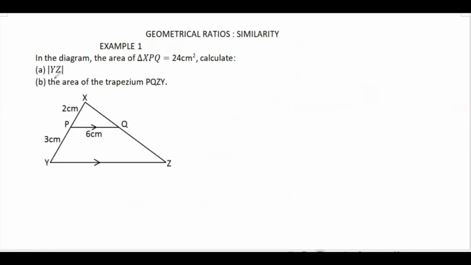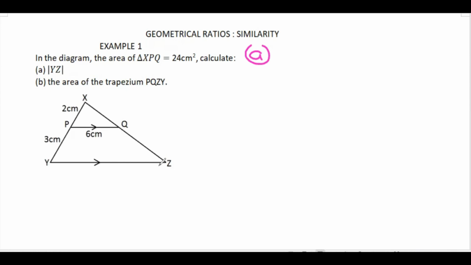This one, we have to find YZ first. So we go to A. To find YZ, you must be able to show that there are two triangles in this diagram, XPY and XYZ. So we want to show that the two of them are similar. And for you to justify that, you need to establish that they have their corresponding angles equal.